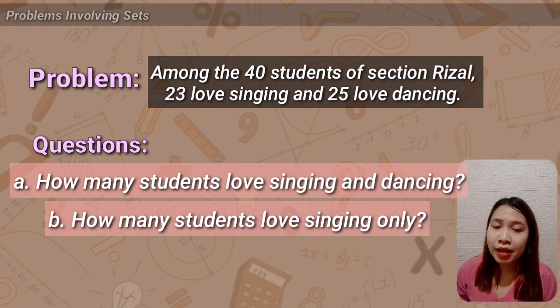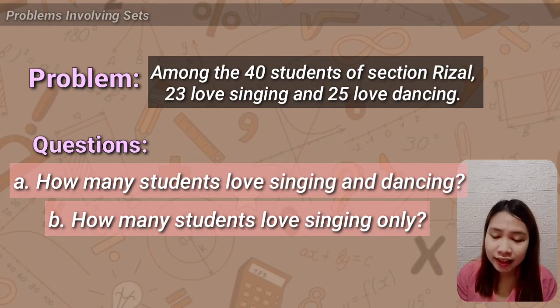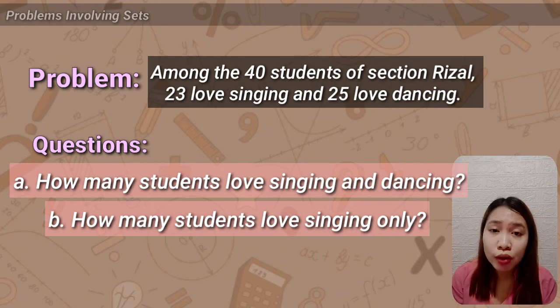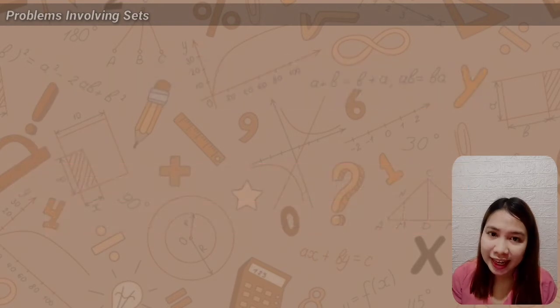In our given problem, kailangan nating malaman sa letter A kung ilan ba yung mga estudyante na ang gusto ay love ang singing at dancing. At sa letter B naman, kung ano yung mga estudyante na ang gusto lamang ay yung singing.